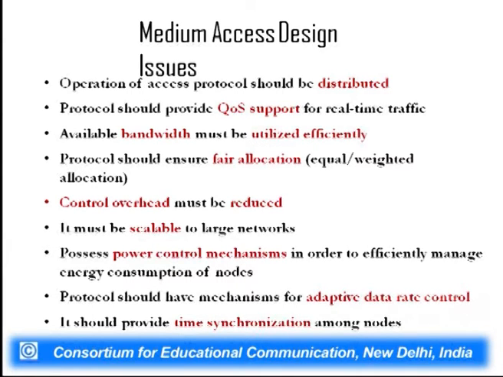Next, it possesses power control mechanisms in order to efficiently manage the energy consumption of the nodes. There have to be different power levels. That is, a transmission can be a long distance transmission or a short distance transmission as well. So according to the need, the power levels can be controlled.